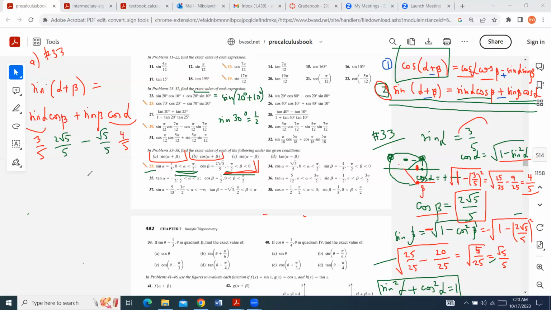Super. So it looks like my denominators are the same. They're both 25. So 3 times 2 is 6 roots of 5 minus 4 of these roots of 5. So I can subtract and get 2 square roots of 5 divided by 25. This is my answer.